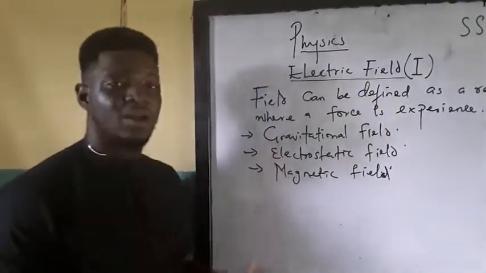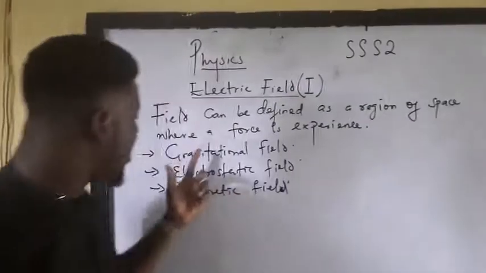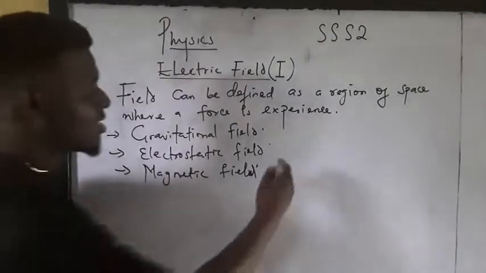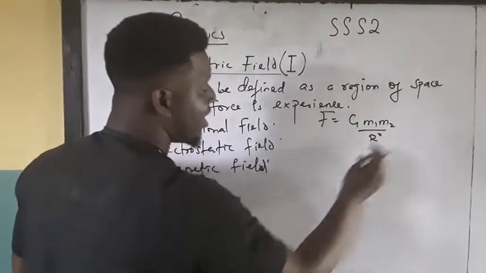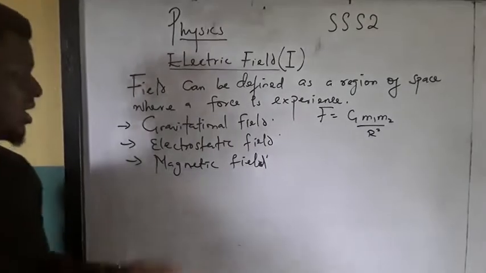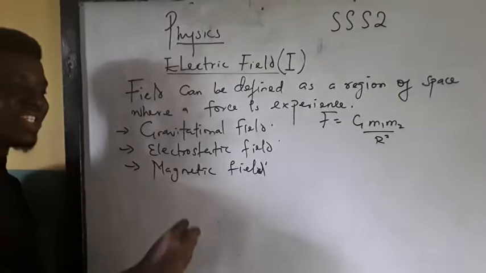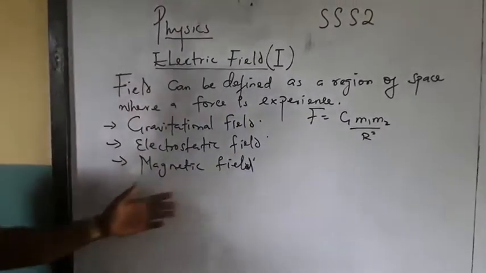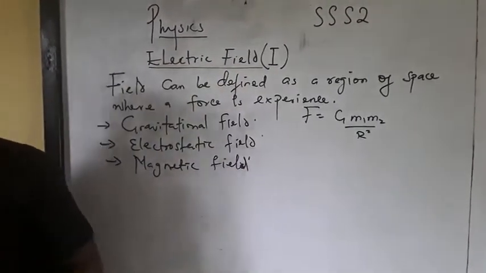When we want to talk about the gravitational field, we say that the gravitational field can be defined as a region of space where gravitational force is experienced. When we talk about our F equals G m1 m2 over r squared, we have this as our gravitational field. As time goes on, we move into it. The electrostatic field is a region of space whereby an electrical force is experienced. Same thing goes for a magnetic field: a region of space whereby a magnetic force is experienced.